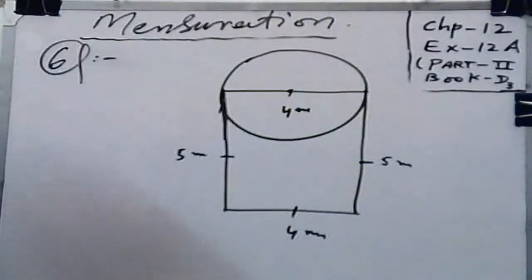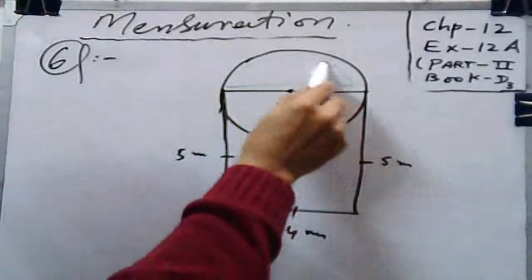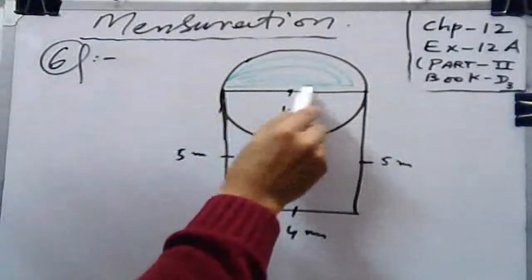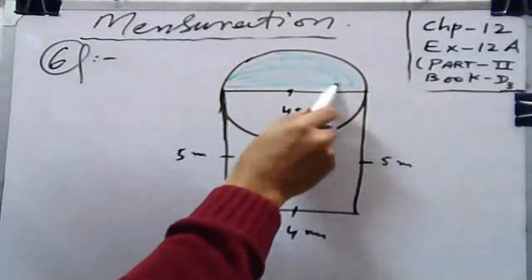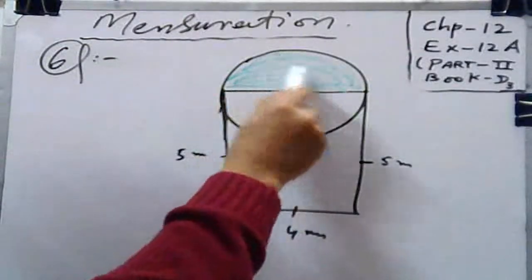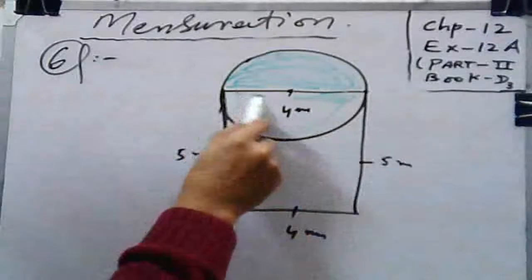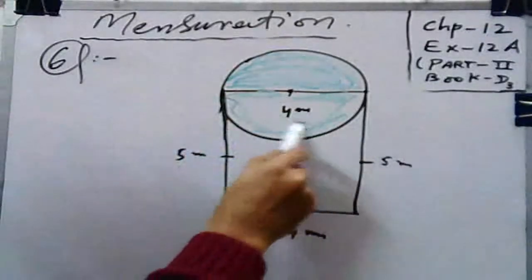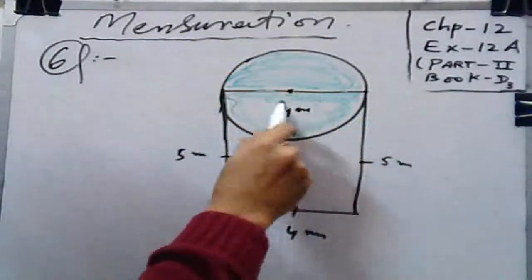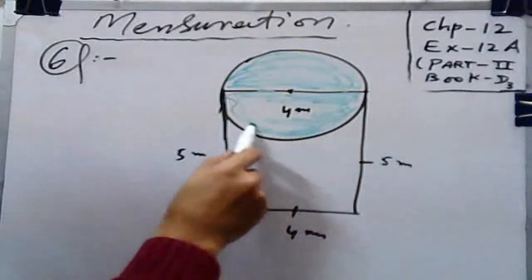All the figure is shaded. This one up to this one is also shaded, and the whole figure is shaded. It means we have to find the area of the full figure. So the question is: how can we find it?